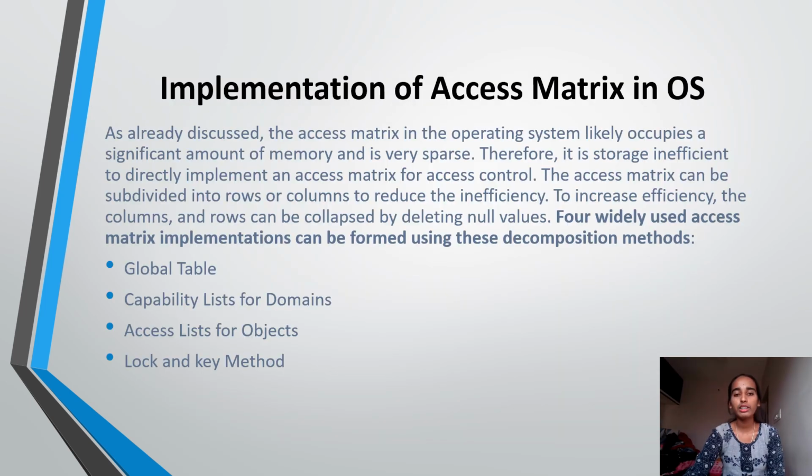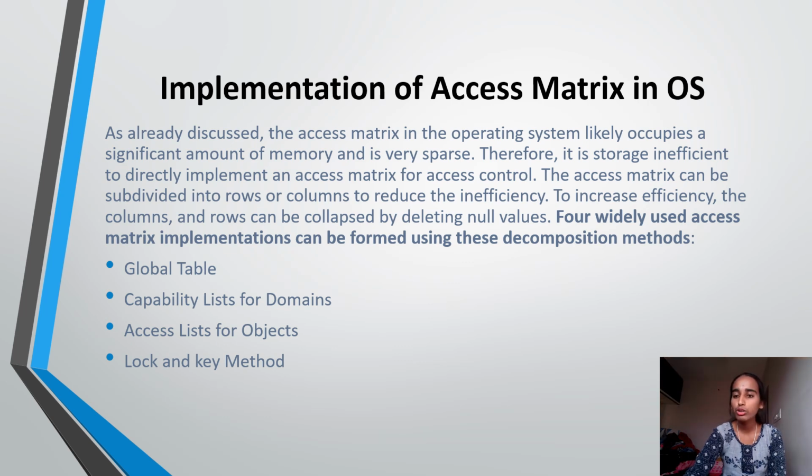Let us move on to the implementation of access matrix in OS. As already discussed, the access matrix in the operating system would occupy a significant amount of memory and is very sparse. Therefore, it is storage inefficient to directly implement an access matrix for access control. The access matrix can be subdivided into rows and columns to reduce the inefficiency. To increase efficiency, the columns and the rows can be collapsed by deleting null values.